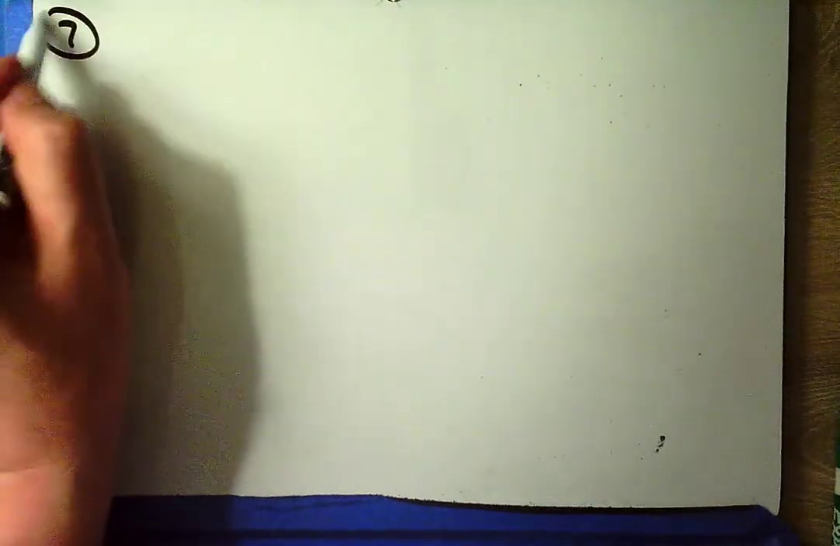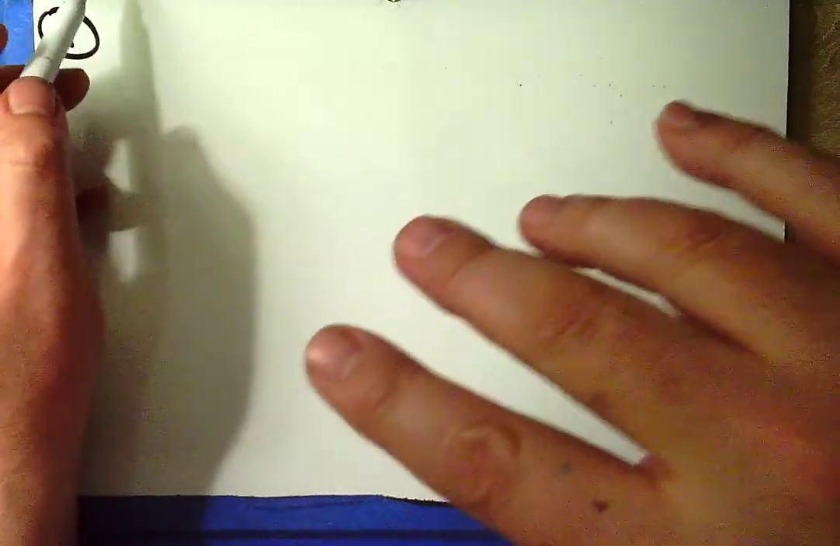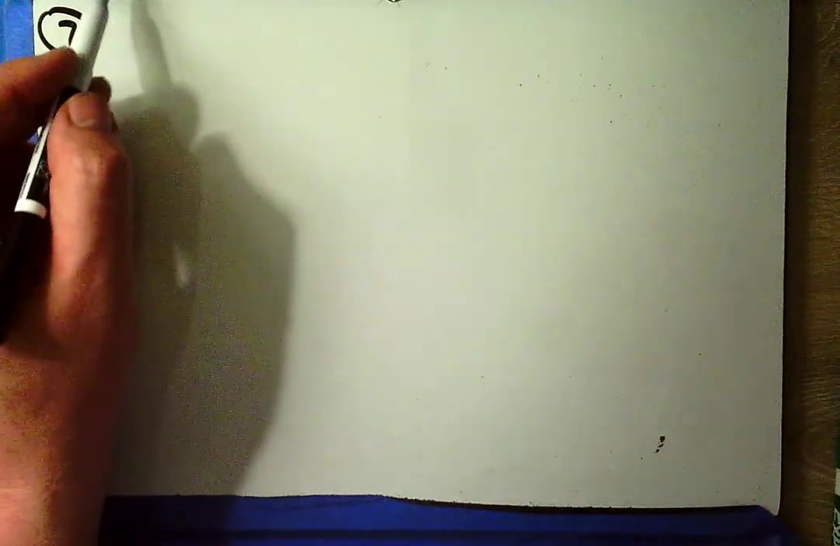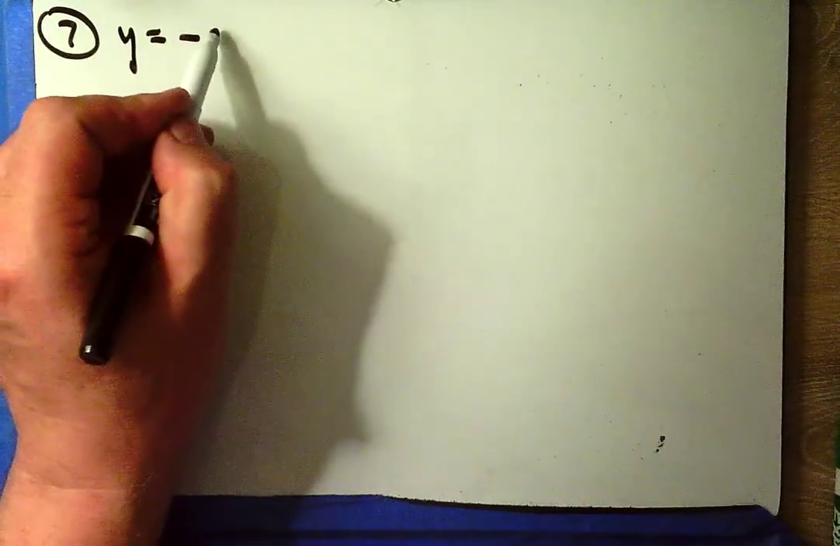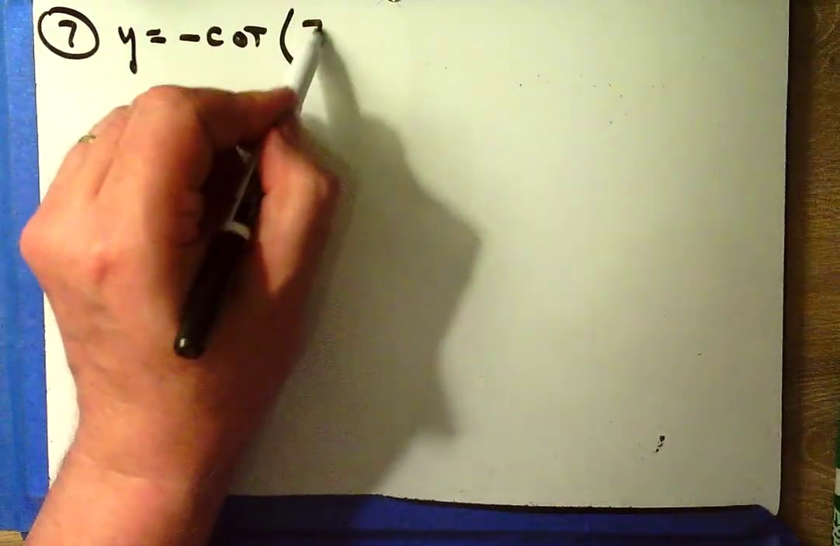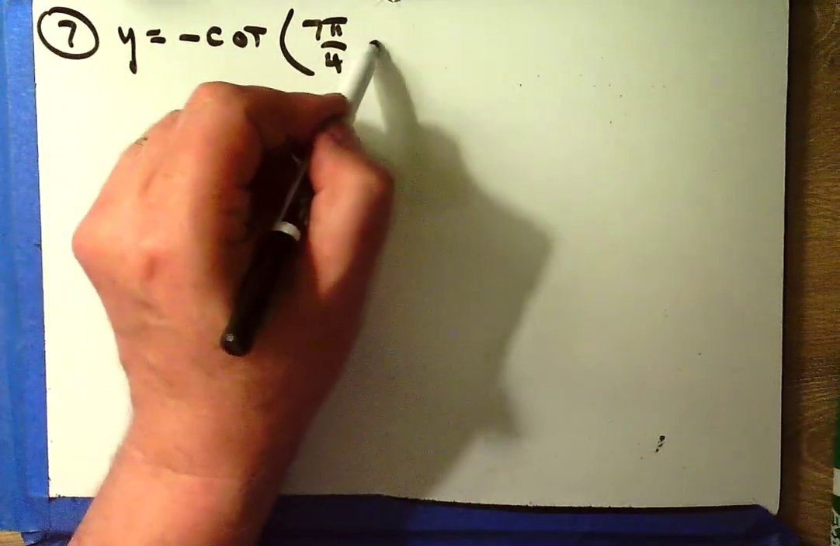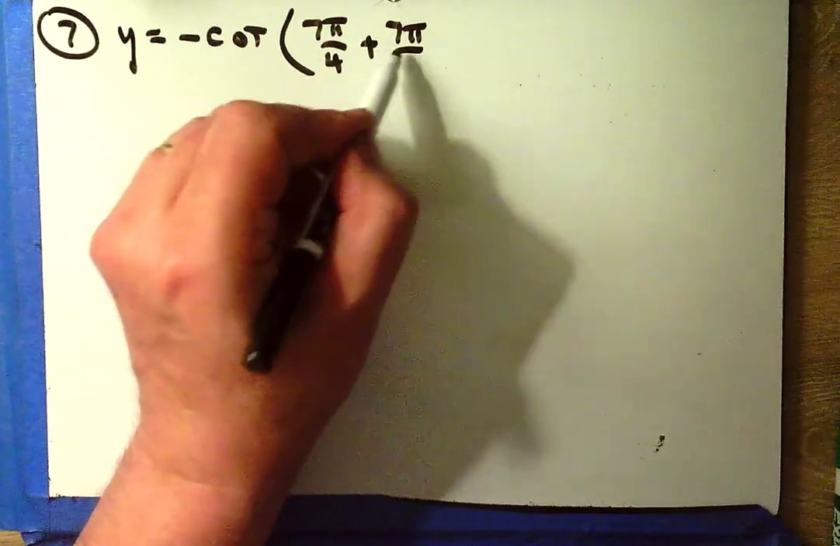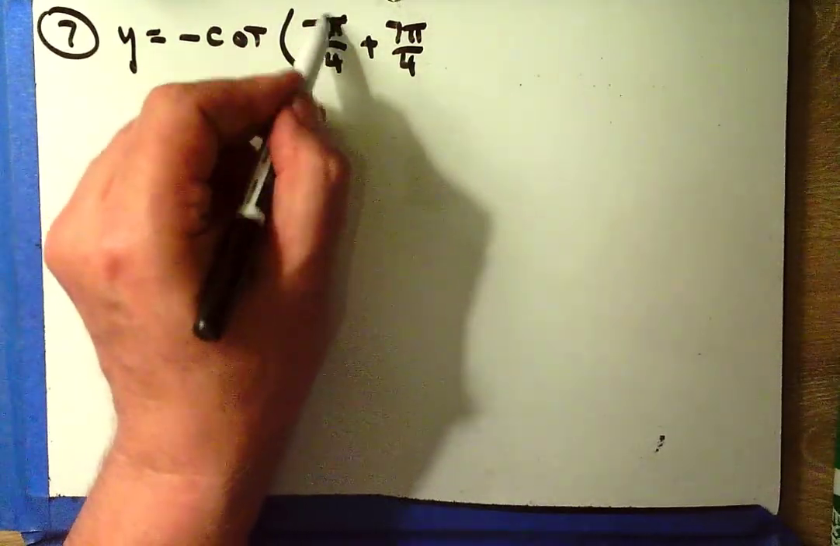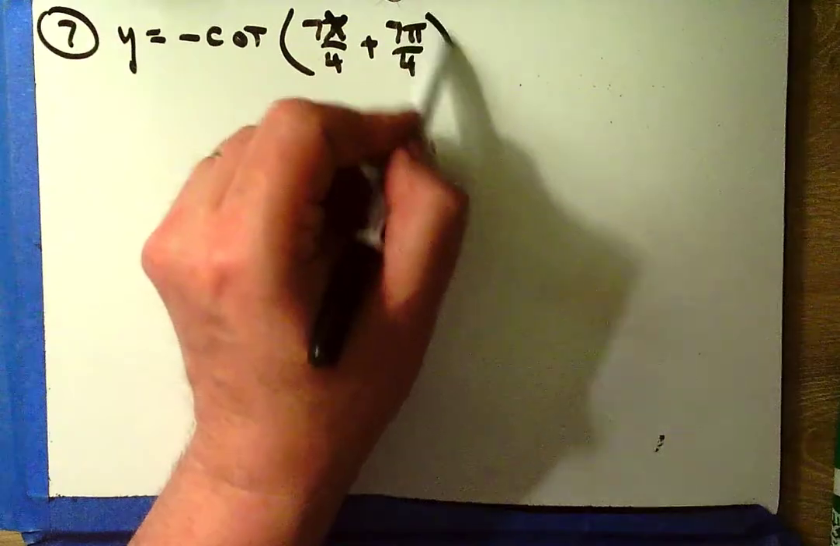7. 7 is a cotangent. Ooh, a negative cotangent. Y equals negative cotangent 7x over 4 plus 7 pi over 4. Oh, no, that's an x, not a pi.